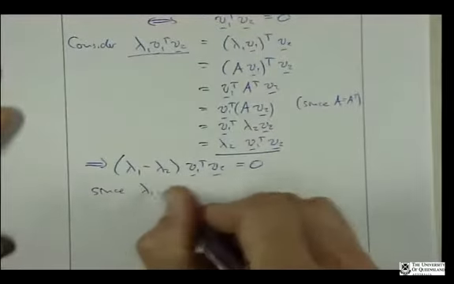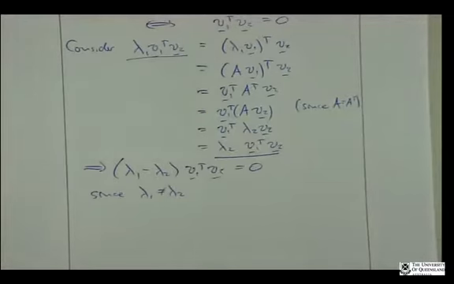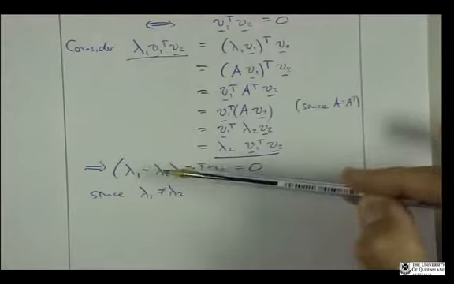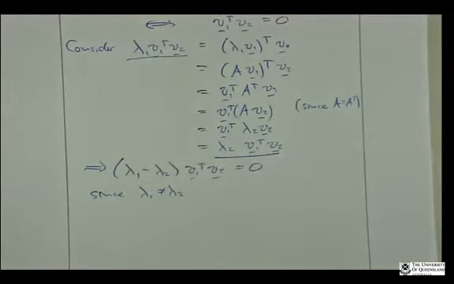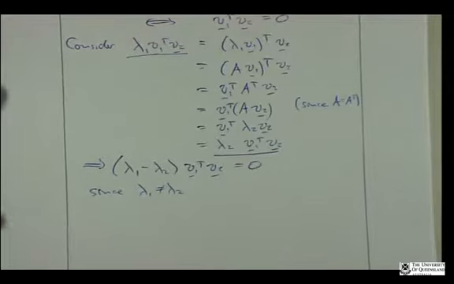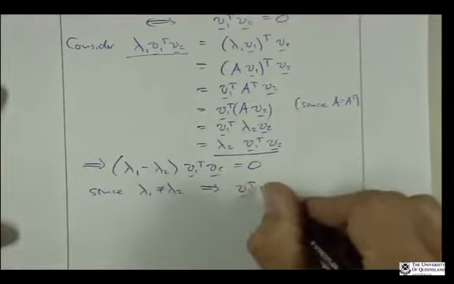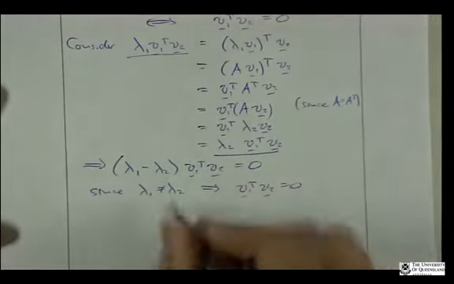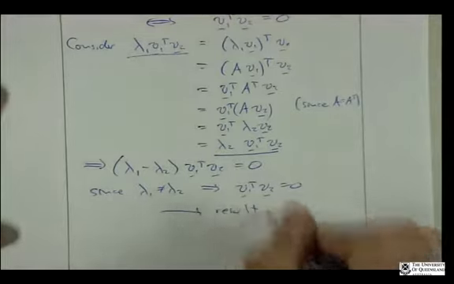Since we've stated at the outset that lambda 1 and lambda 2 are two distinct eigenvalues, this difference, lambda 1 minus lambda 2, is not 0. So we can divide through by that factor because it's not 0. Since lambda 1 is not equal to lambda 2, the only other possibility is that the one remaining factor must be equal to 0. So V1 transpose V2 is equal to 0, which is the result we are after.